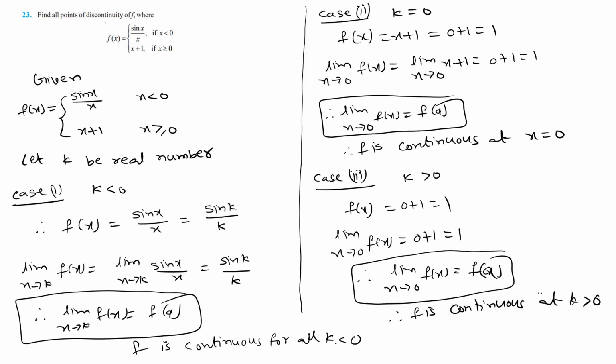So for k less than 0 also it is continuous only. Even k equal to 0 also continuous only. K greater than 0 also continuous only. So therefore, f is continuous for all real numbers.